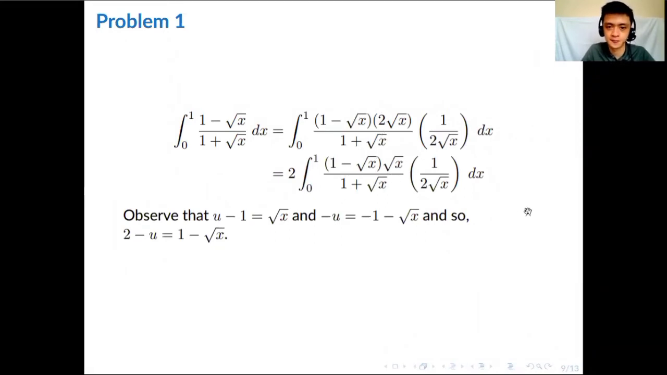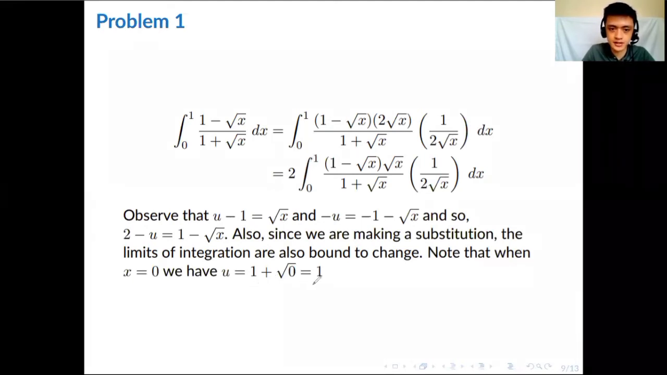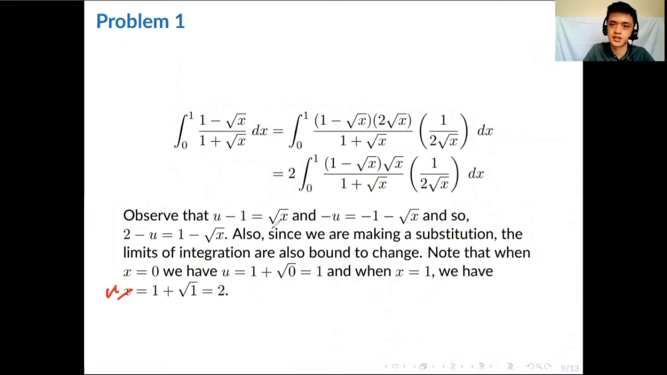Okay? So doing that, kailangan din natin mabago yung limits of integration kasi yung limits of integration natin with respect to x pa siya. So kailangan relative to u. So kapag 0 yung x, yung u natin is just 1. So next, kapag 1 naman yung x natin, so forgive the typo dito, this should be u. U is equal to 1 plus square root of 1 or 2. Okay? So yung new limits of integration natin, instead of 0 and 1, magiging 1 and 2 na to. Okay?